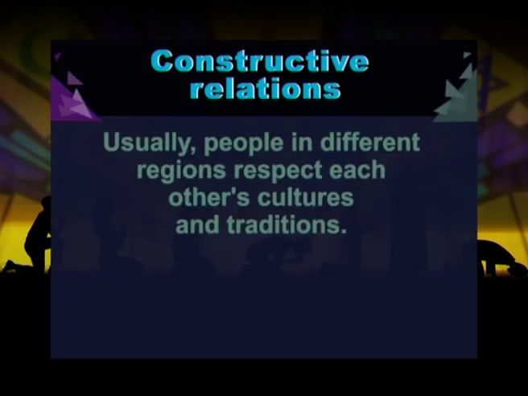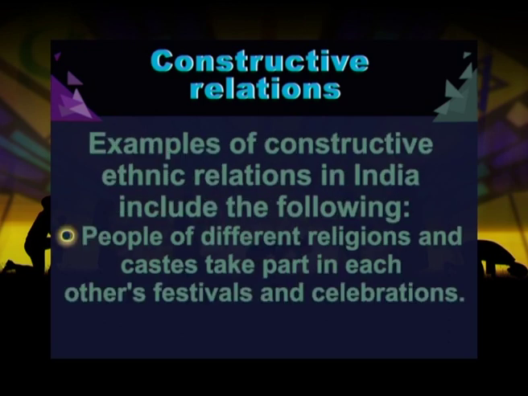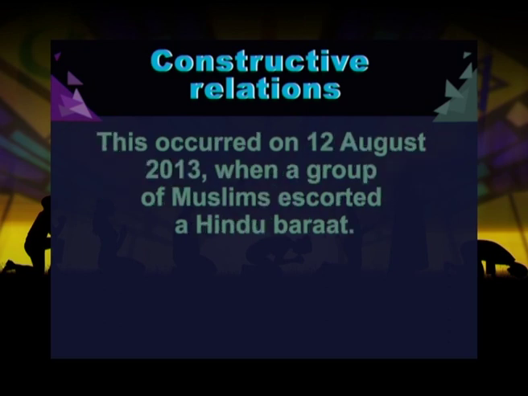Constructive relations. Usually people in different regions respect each other's cultures and traditions. According to local sources, unity in diversity has been growing in India, making the country more tolerant. Examples of constructive ethnic relations in India include the following. People of different religions and castes take part in each other's festivals and celebrations. At times, people of one religion have provided protection at an event held by individuals of another faith. For example, this occurred on 12th August 2013 when a group of Muslims escorted a Hindu Bharat.